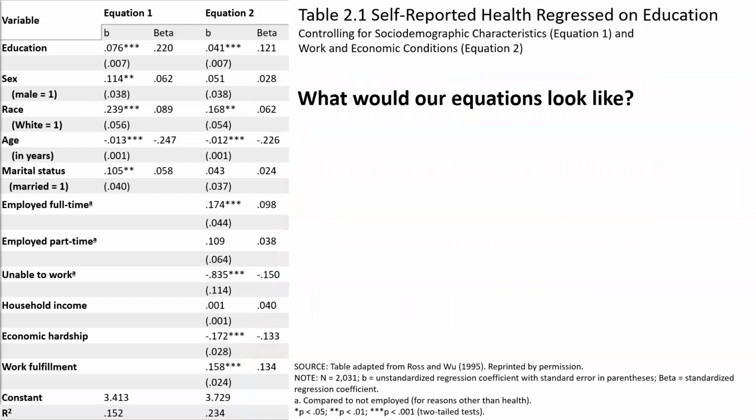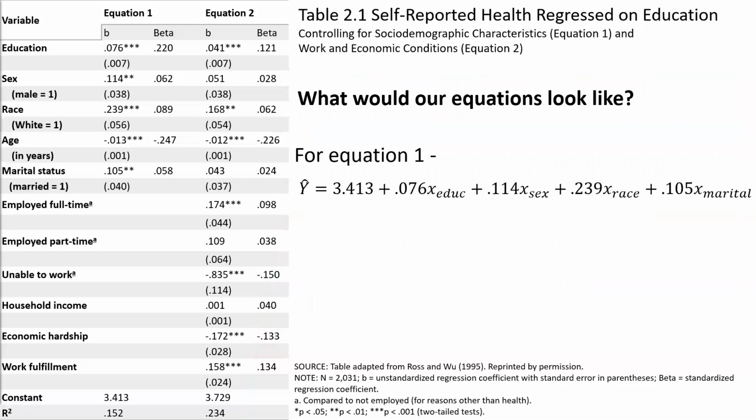So what would our equations look like? For equation 1, it might look like this. So you can see that it gets pretty complicated. So we have in our equation, this is our intercept for equation 1, 3.413. So y is equal to, remember, y is equal to a plus bx. So we have a, our intercept value. And then for each of our independent variables, education, sex, race, and marital status, and this is for equation 1, we are going to take our slopes and plug those in.